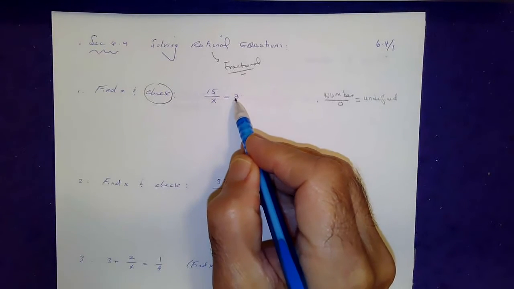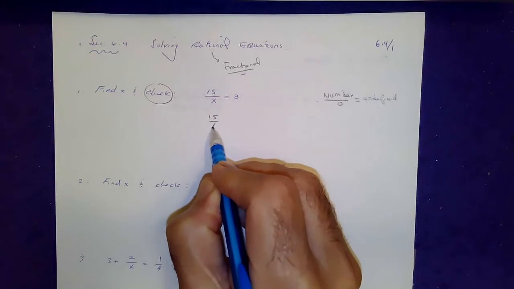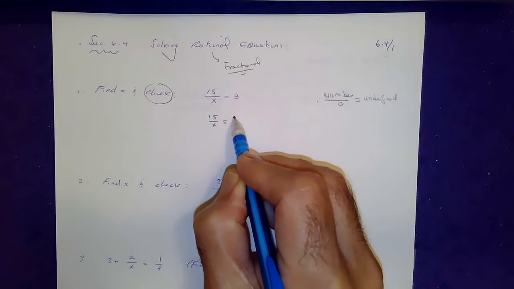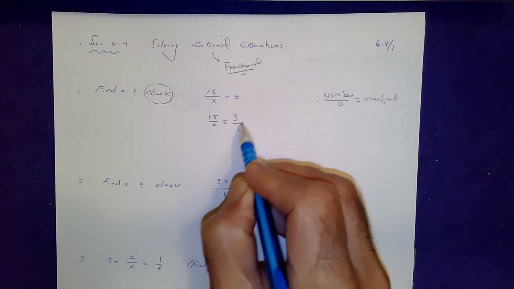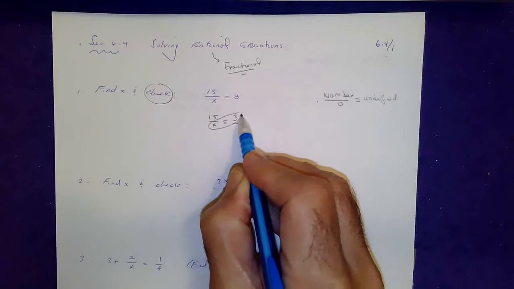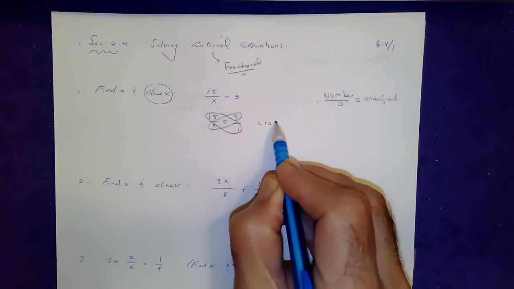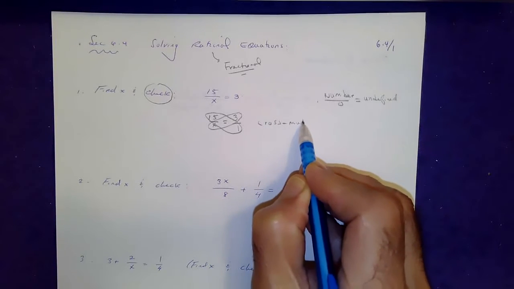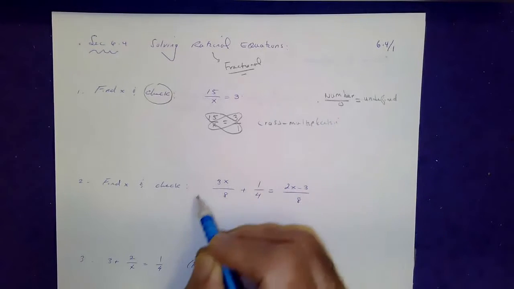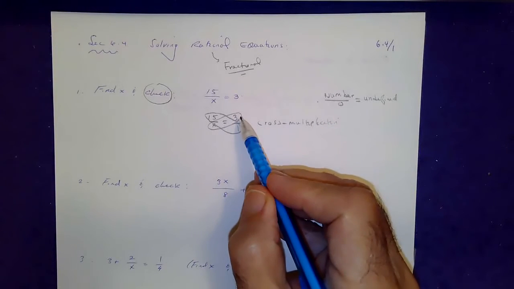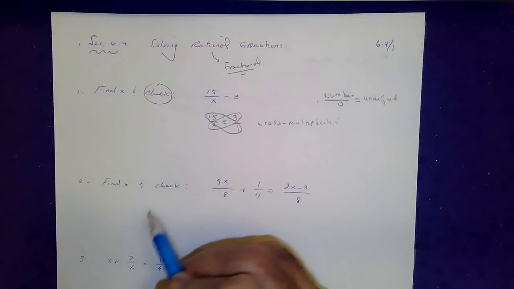15 over x is equal to 3. If you have a fraction on one side of the equation and a fraction on the other side, I can change the whole number into a fraction. All I have to do is cross multiply to get rid of the fractions, correct? That's called cross multiplication. Remember, this only works if you have one fraction on the left and one fraction on the right.